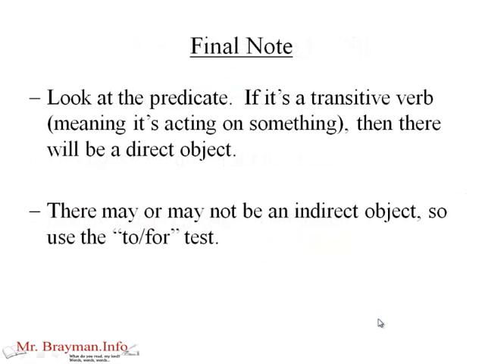Okay? So final notes here, right? Look at the predicate. If it's a transitive verb, meaning it's acting on something, then there will be a direct object every single time. There may or may not be an indirect object, though. So once again, use that to or for test. It helps a lot. That's it.